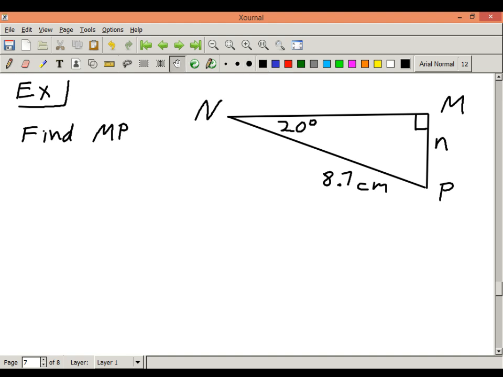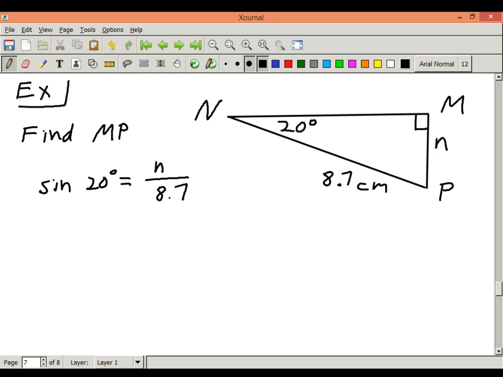Okay, so now again, here's how you need to think about this. You're right here at angle N, and you are looking for the opposite leg, and you know the hypotenuse. Well, that's the O and the H. That's the sine. Again, if you are right here, you know this 20-degree angle, you're looking for the opposite leg, you know the hypotenuse. That calls for the sine, and so you're going to use that to set up your equation. So the sine of 20 degrees is equal to the opposite leg, which is n, divided by the hypotenuse, which is 8.7.